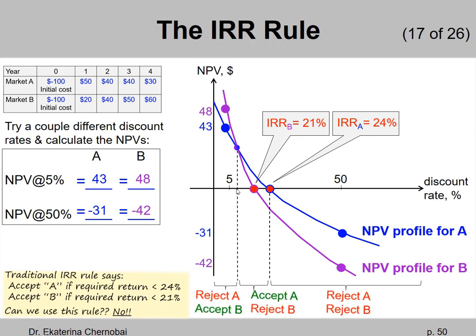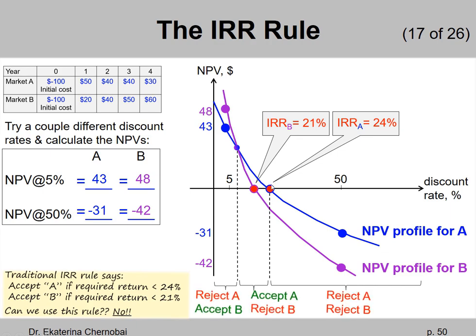When we reach the 21% IRR for project B, until here, the NPV is higher for A than for B. So A will be accepted, B will be rejected. If you keep moving further to the right, the discount rate is increased again. We are still going to be doing the same thing. We are going to be looking at the net present value being higher for A and actually negative for B. So we are still going to accept A and reject B.